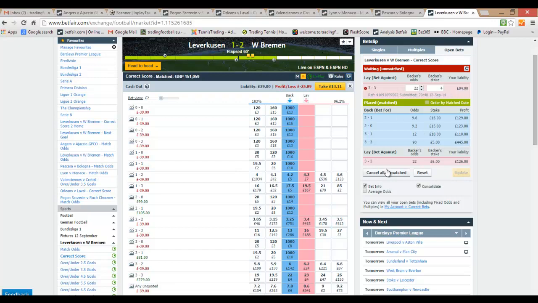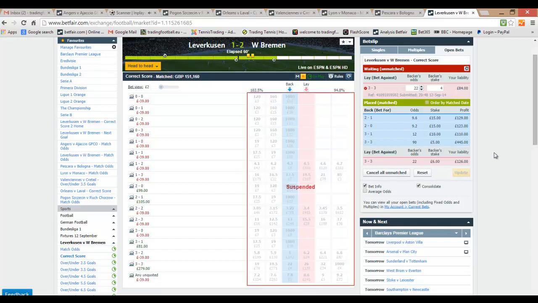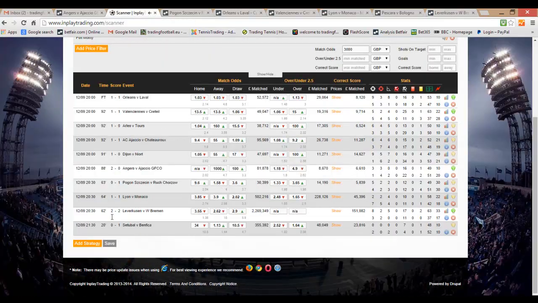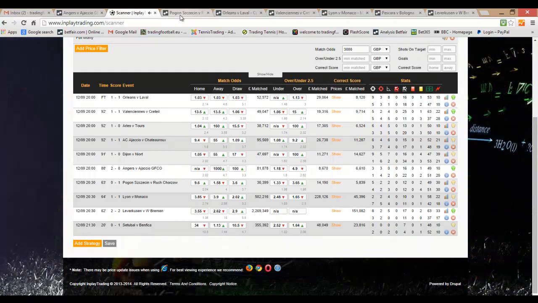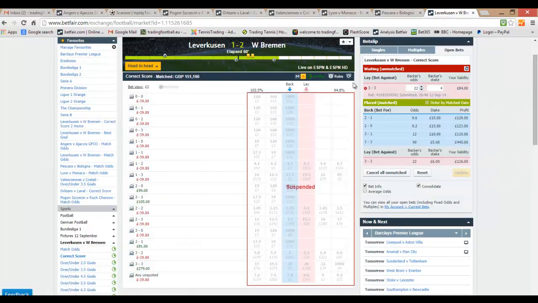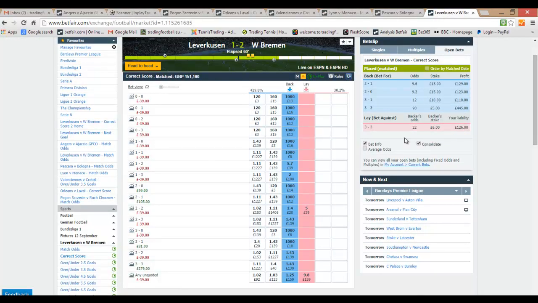But the market obviously thinks that Leverkusen could score, and I was just about to cancel that last £4, which was an additional £82 that would have been deducted from the 3-3 score. It wasn't matched, so that was slightly fortuitous, but I was just on the point of cancelling that last £4 anyway.